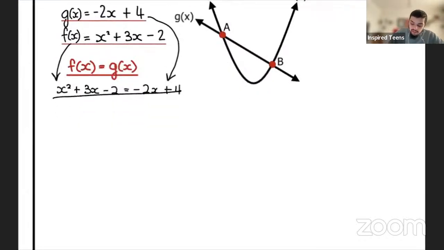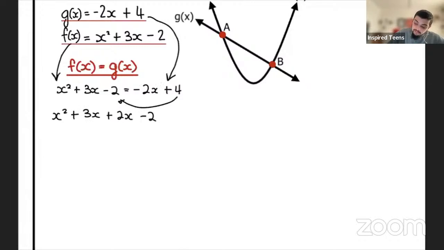Now I need to rearrange this to get all the variables and all the numbers on one side and let it equal to 0. Then I'll formulate the new equation. So let's take everything over. I'm going to have x squared plus 3x. Bring this guy over, it becomes plus 2x. Minus 2, bring this guy over, it becomes minus 4 and equals 0. If I simplify like terms, x squared, 3x plus 2x gives me 5x. Minus 2 minus 4 gives me minus 6 equals 0. So I formed a new equation.